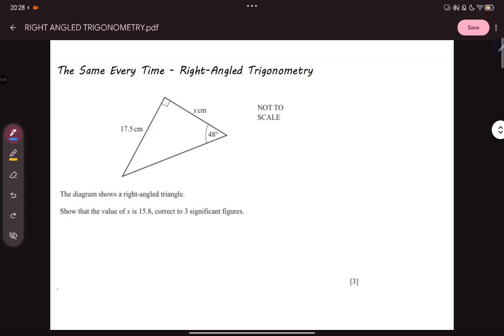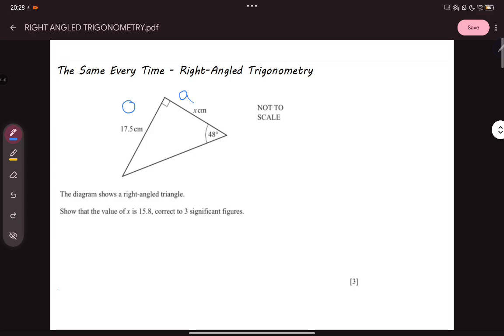Our first move is to label the sides. Well, the side opposite the right angle, the longest side, the H side, I'm not going to label because in this question we don't need it. They're not asking us to find it and they don't tell us what it is. What I do need, however, is the adjacent side. That's the side that has the right angle and the 48 degrees angle. That's the adjacent. And then the other side, the 17.5, is opposite the angle, the other angle. So that's the opposite side.